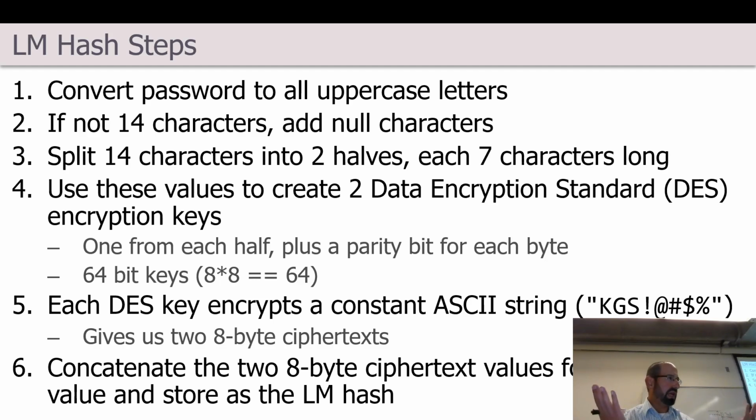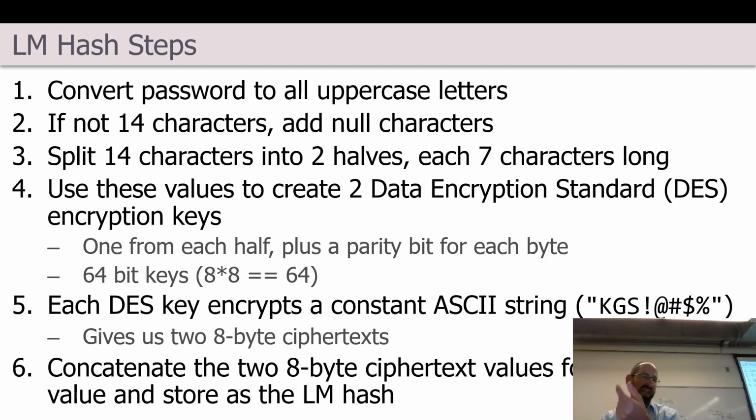So: uppercase letter conversion, pad to 14 characters, then split those 14 characters, of which you'll be guaranteed to have 14, into two halves, each of which is 7 characters long. You then add a parity byte to that. So if it's 7 characters, if it's ASCII, that's 7 bytes.